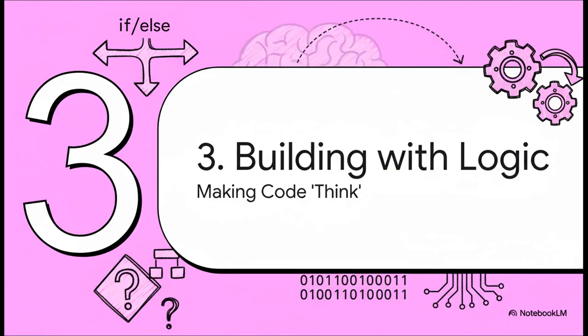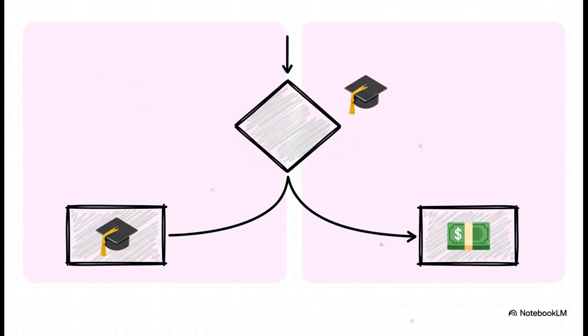Okay, so our program can have a basic chat. That's awesome. The next step is to give it a brain. We need to teach it how to make decisions, how to think, by giving it a set of rules and logic to follow. Now, the most fundamental way a program makes a choice is with an if-else statement. And it's just like it sounds. If a certain thing is true, do one thing. Else, do something completely different.